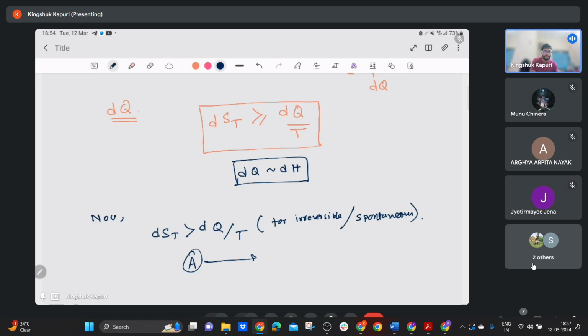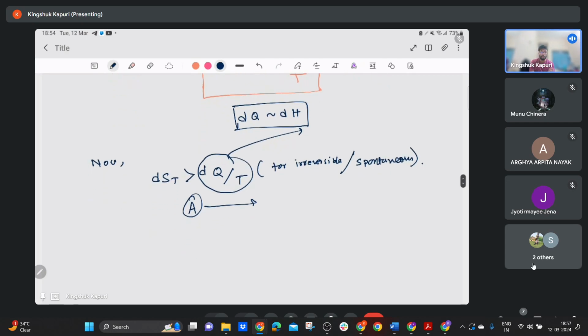So when dS_T, the thermal entropy, is greater than this value, that is called an irreversible or spontaneous term, right? And it is only possible if a reaction is a unidirectional or one-directional process, and this is always for an irreversible process. This is always restricted to irreversible processes, right?